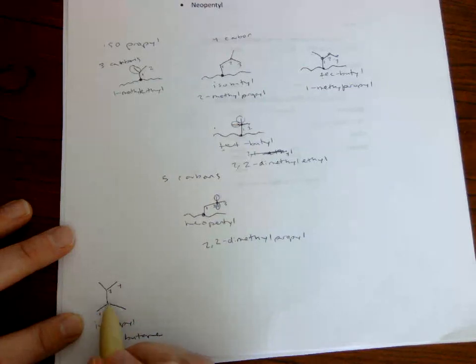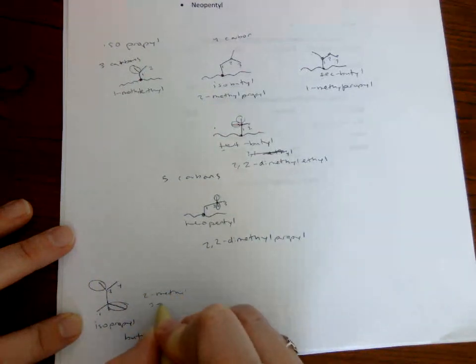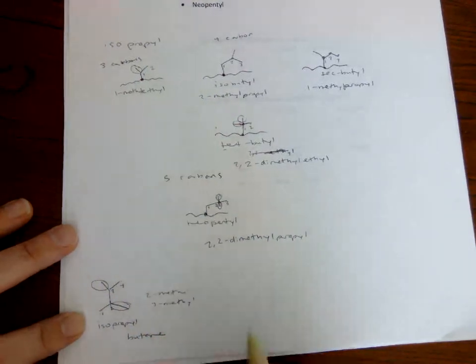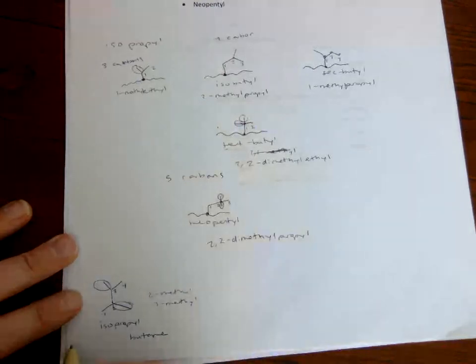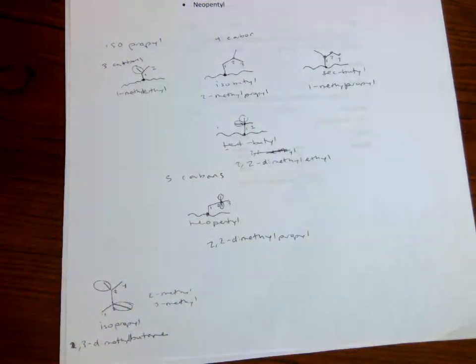And then we have a methyl on 2 and 3. So 2-methyl, 3-methyl. Combine that all and we get 2,3-dimethylbutane would be the whole name.